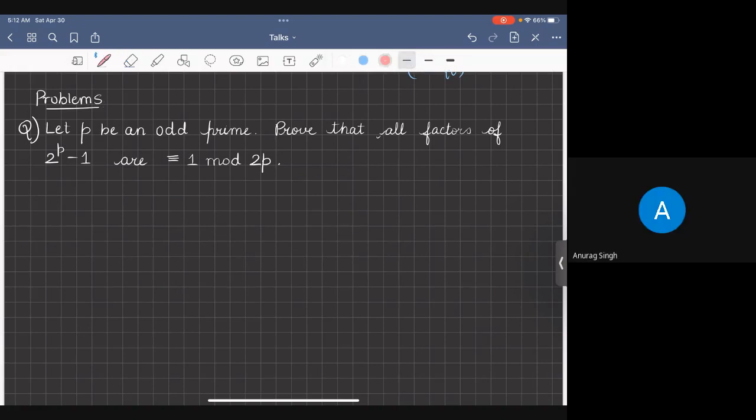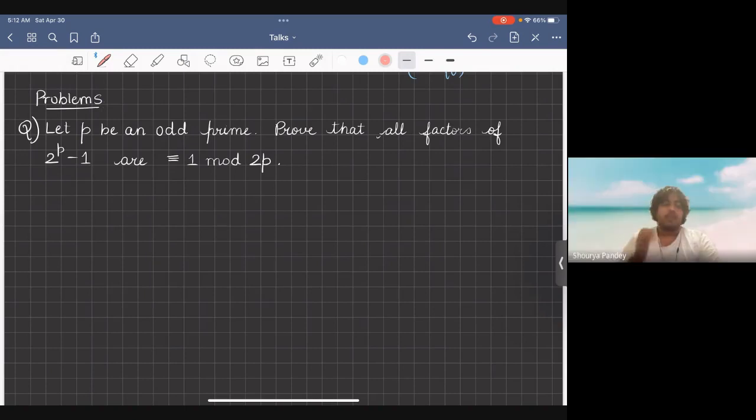Wait, can you give 5 more minutes? I think I can solve this. I'm just writing this step where suppose q is a factor.